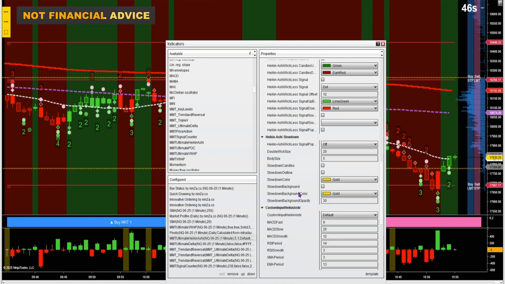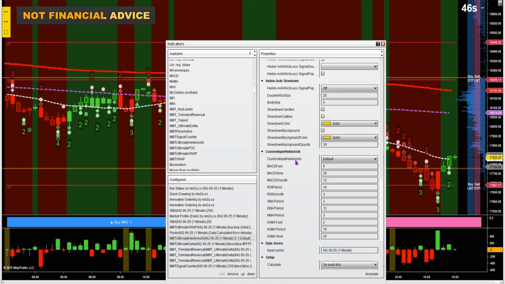Default settings. Slowdown mode is off. Custom input, it's just the default settings. These are the regular Heikin Ashi candles.